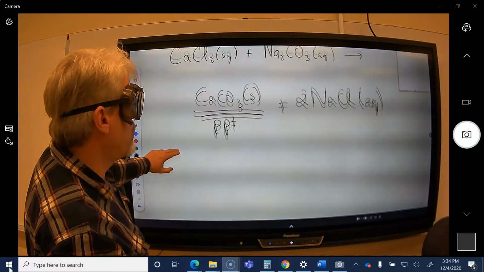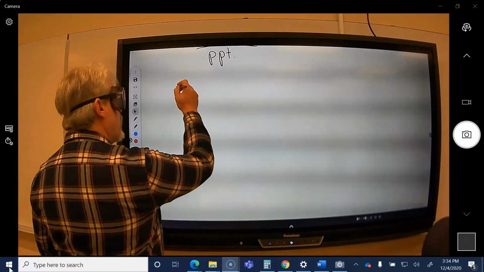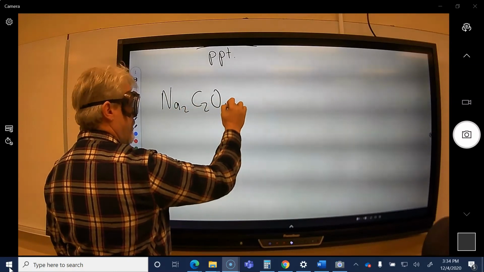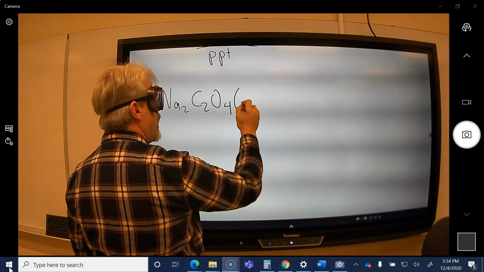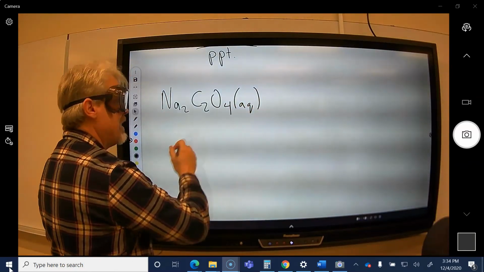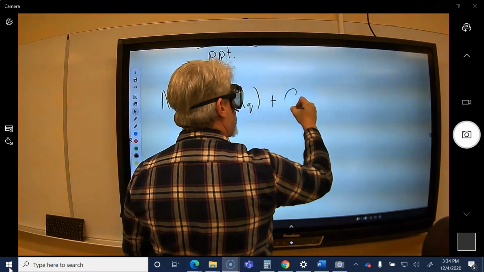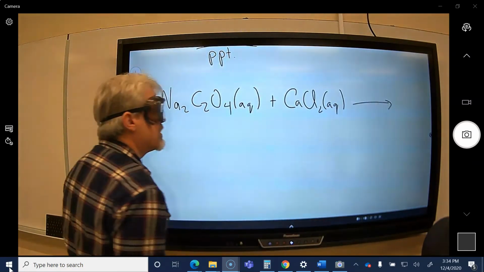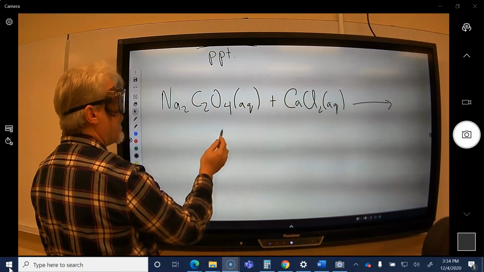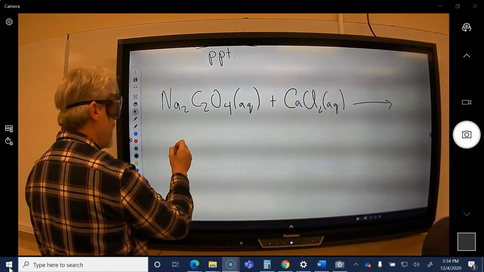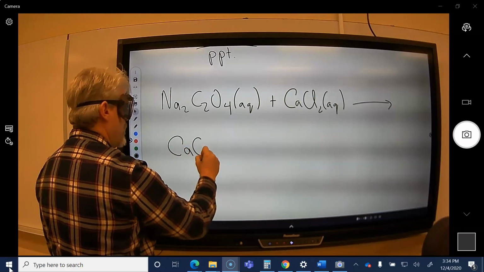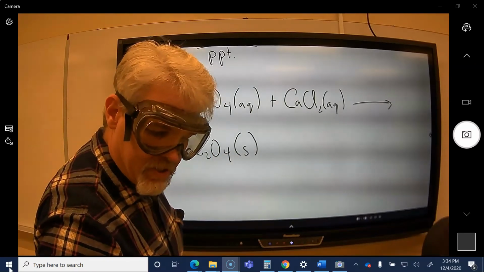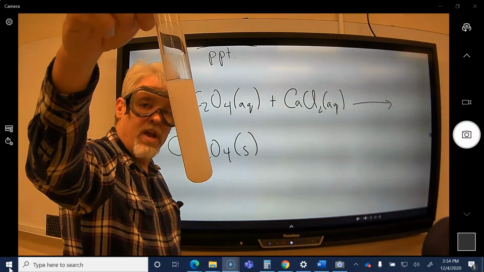Just to complete this, we can do it for the oxalate. So if we look at sodium oxalate, okay, it's an ion we haven't talked about. Sodium oxalate is a strong electrolyte. So is calcium chloride. But when we mix those together, and those calcium 2+ ions find the oxalate 2- ions, they form that white precipitate that we saw in the second reaction.